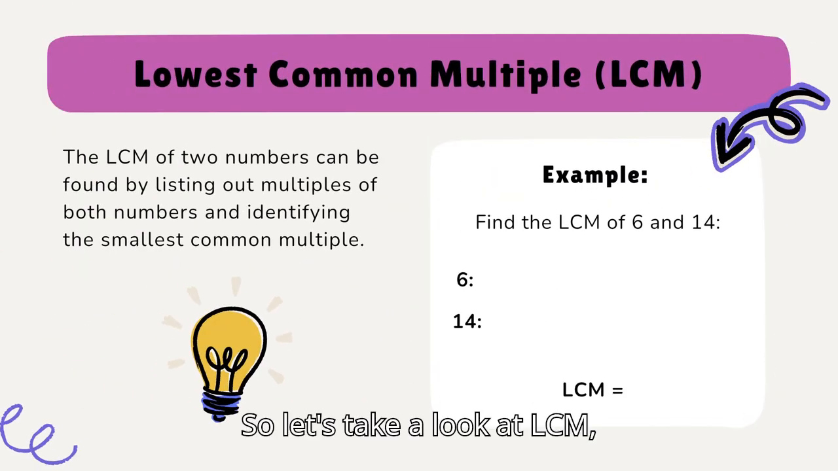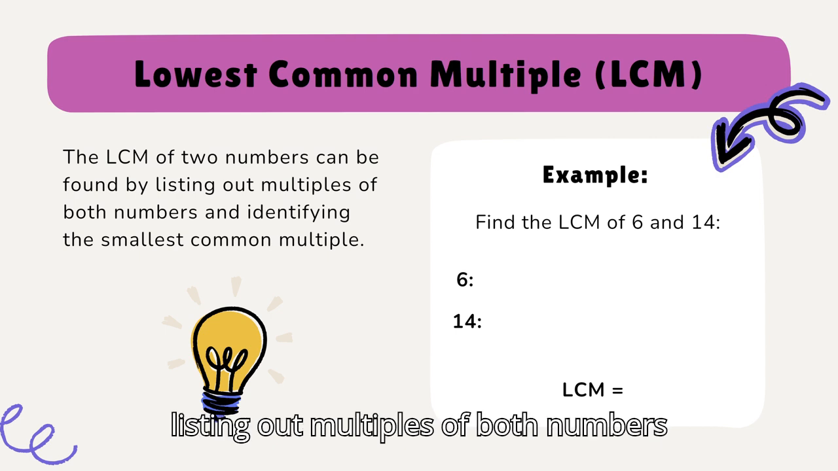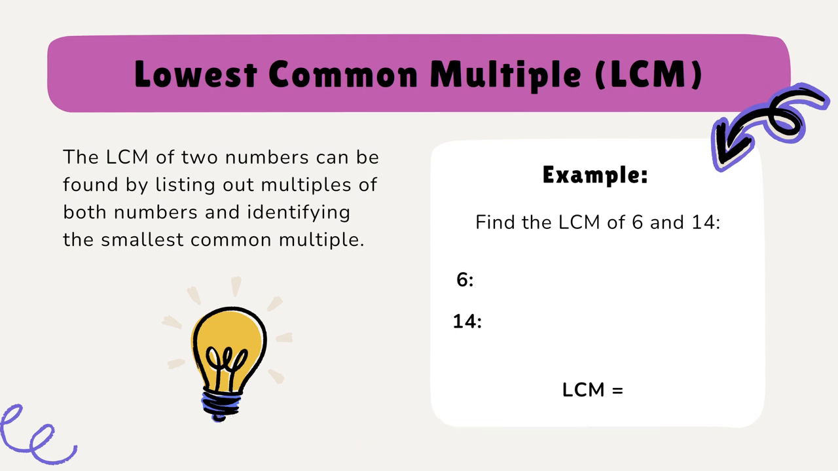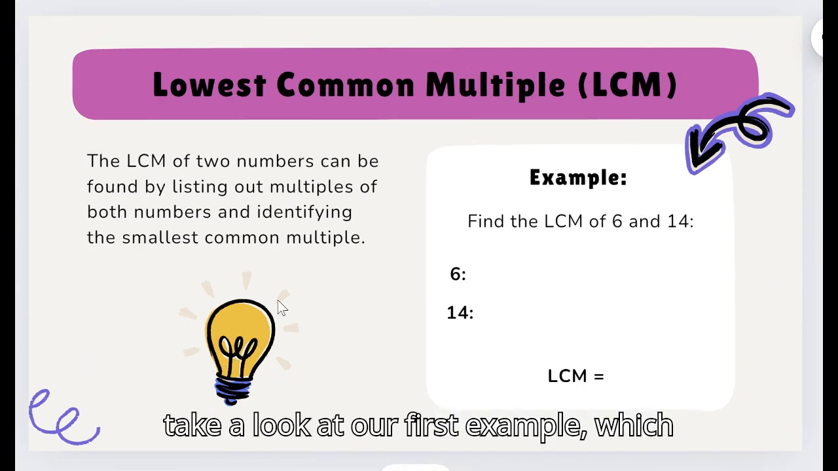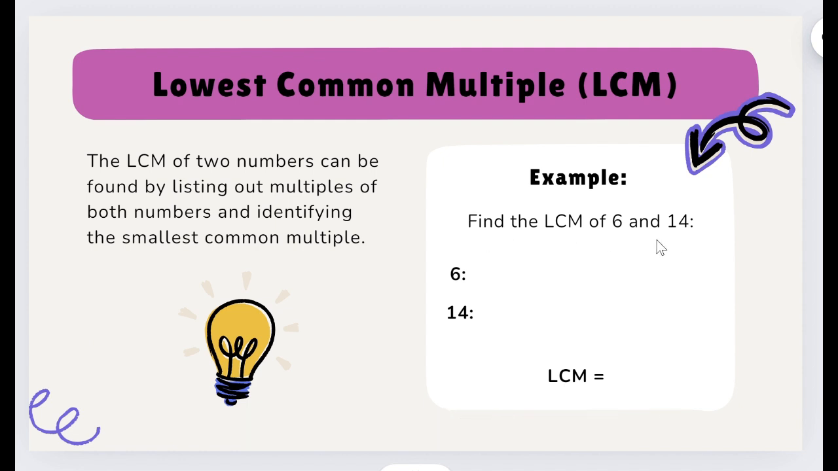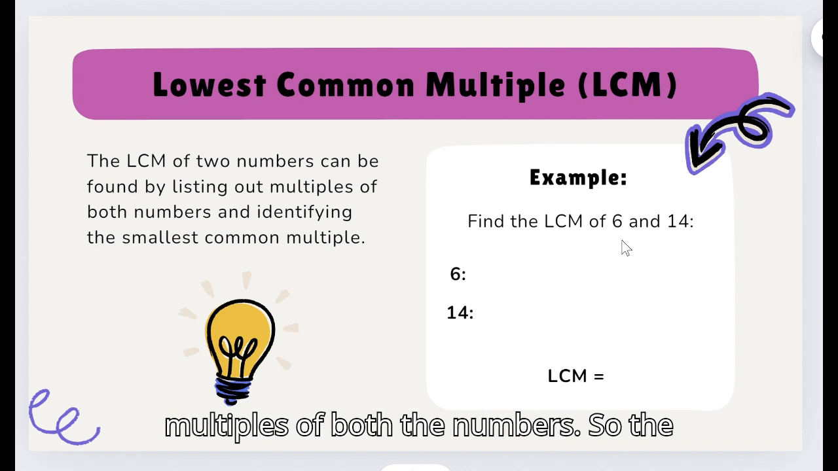So let's take a look at LCM, lowest common multiple. The LCM of two numbers can be found by listing out multiples of both numbers and identifying the smallest common multiple. Let's take a look at our first example, which says find the LCM of 6 and 14. So I'm going to start by listing out the multiples of both the numbers.